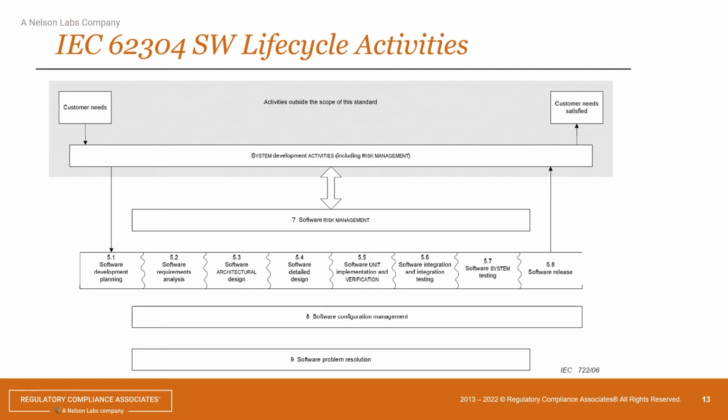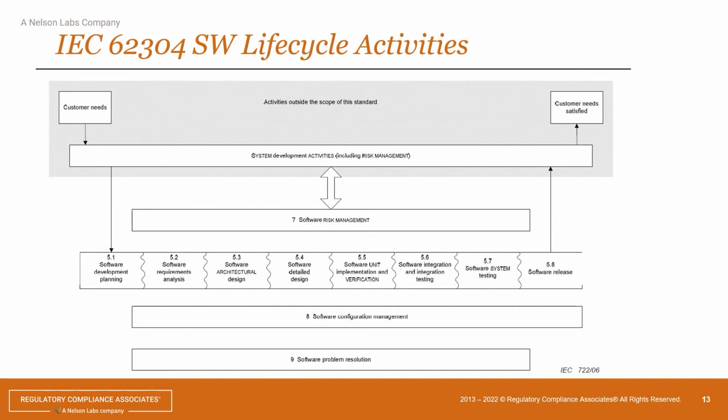Obviously 62304 does not include some of the stuff up front in terms of user needs and user requirements, and it does not include validation, but it includes everything in the product development, from planning your software all the way to releasing your software. So it's planning, requirements analysis, your high-level, low-level design, your architecture and detailed design, and then your verification, and then your software release.